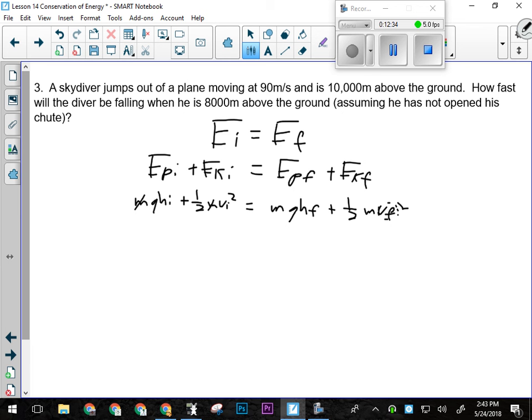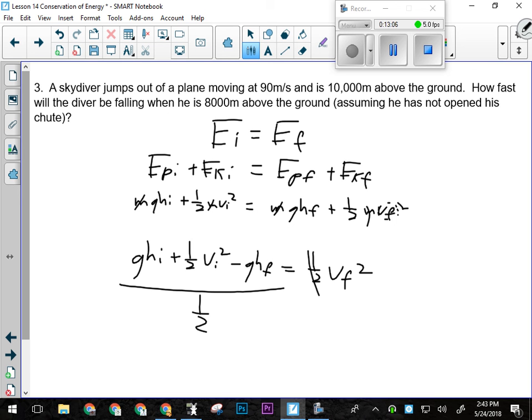First thing, let's cancel off all of the m's because we don't need them, and we weren't told what their mass was anyway. So I'm going to move the GHF over to this side. I'm going to have GHI plus 1/2 of VI squared minus GHF. Everybody all right with that? And that's going to equal 1/2 of VF squared. What do I have to do with the 1/2? Divide it over. That gets me VF squared.